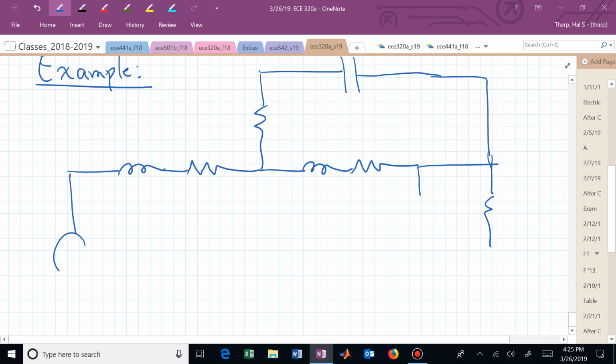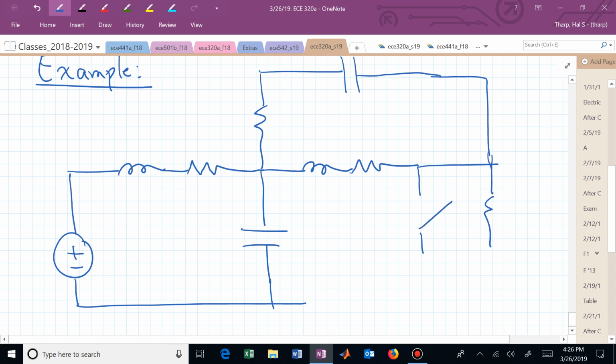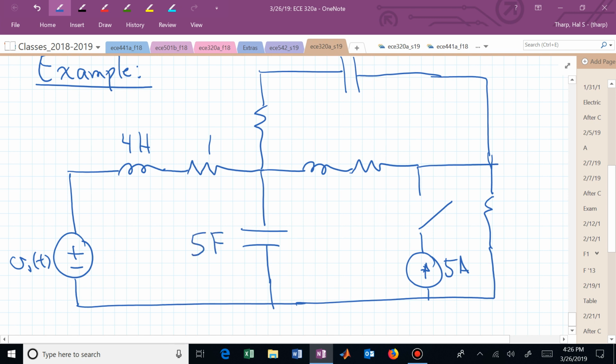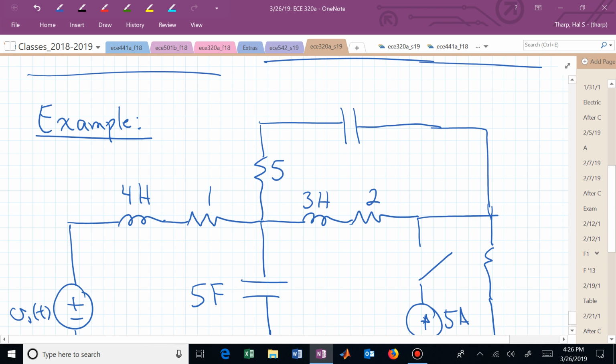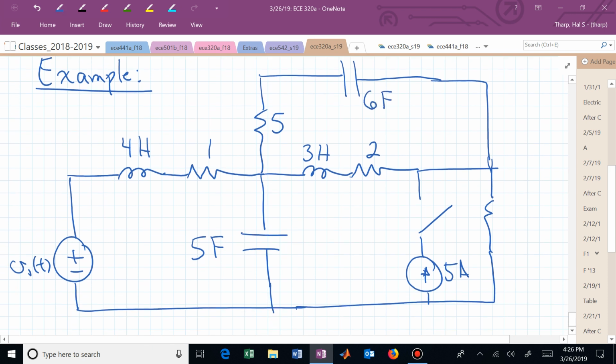Why are you laughing? You're now experts. So now we have a capacitor here. We have a switch, and let's say we have a current source here. And this was V sub 1 of t. And let's say this is 4 Henry, 1 ohm, 5 farads. This is now 3 Henry, 2 ohms, 5 ohms, 6 farads, and let's say this is 8.